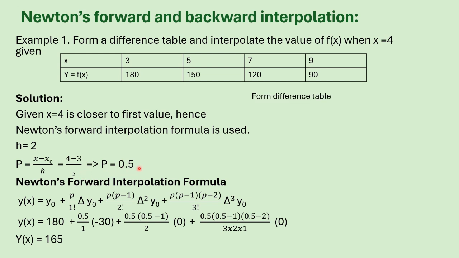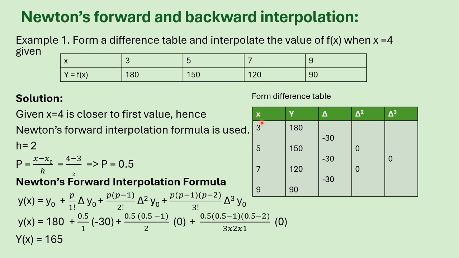Now let's construct the difference table. Here x is 3, 5, 7, 9. The y values are 180, 150, 120, 90. Delta values: 150 minus 180 is minus 30, 120 minus 150 is minus 30, 90 minus 120 is minus 30. Delta square: minus 30 minus of minus 30, which is 0. Here again minus 30 minus of minus 30 is 0. And here again 0 minus 0 is 0.